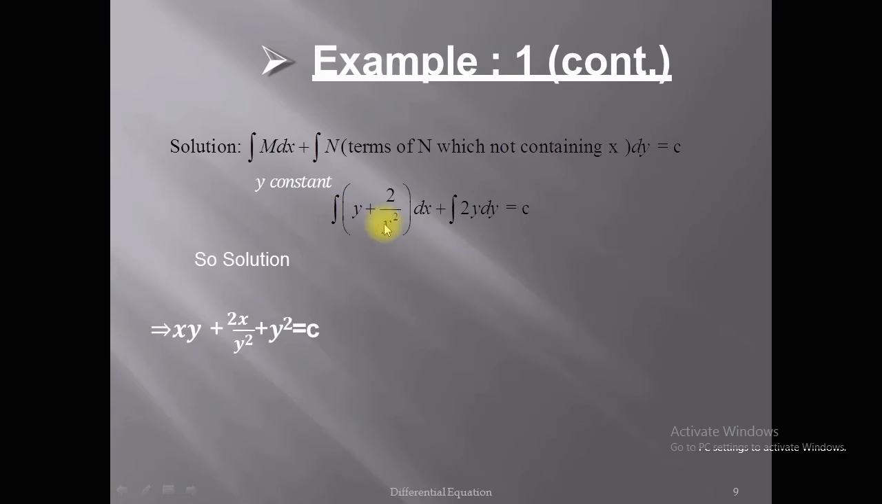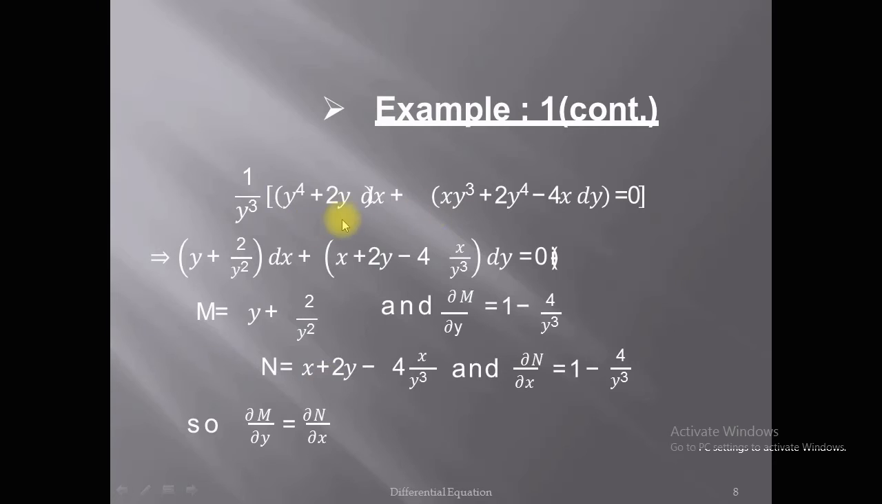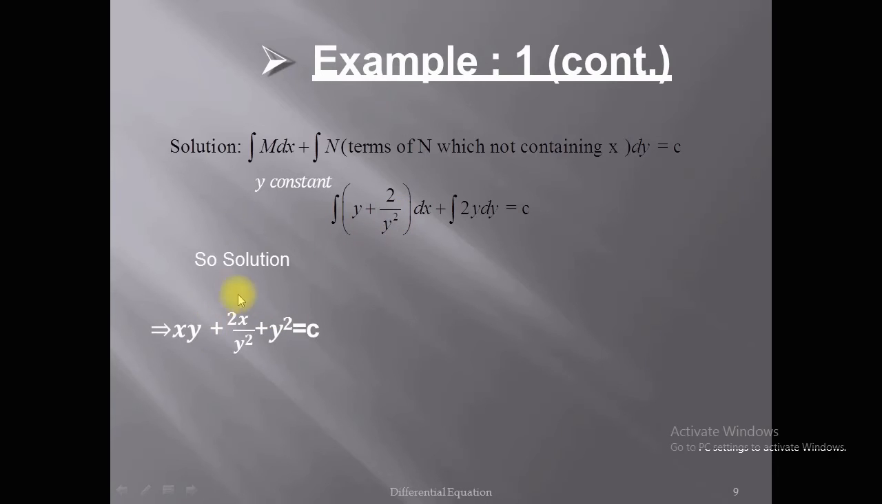The integration of y with respect to x, y treated as a constant, is xy, plus the integration of 2 divided by y^2 with respect to x is 2x divided by y^2, and the integration of 2y with respect to y is y^2, since y^2 divided by 2 cancels with the 2. So the solution of this exact differential equation is xy + 2x divided by y^2 + y^2 = c.